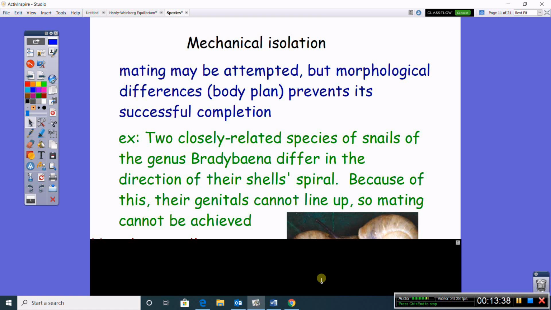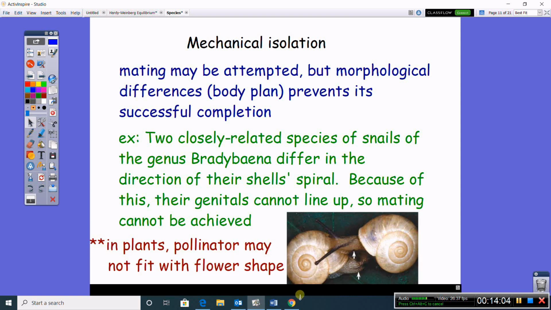Okay, so it says, two closely related species of snails of the genus Bradybaena differ in the direction of their shell's spiral. So basically their shells are spiraling in two different directions, and because of that, their genitals cannot line up with each other, so mating cannot be achieved. And no, I don't have a video of that. We'll just leave that alone.